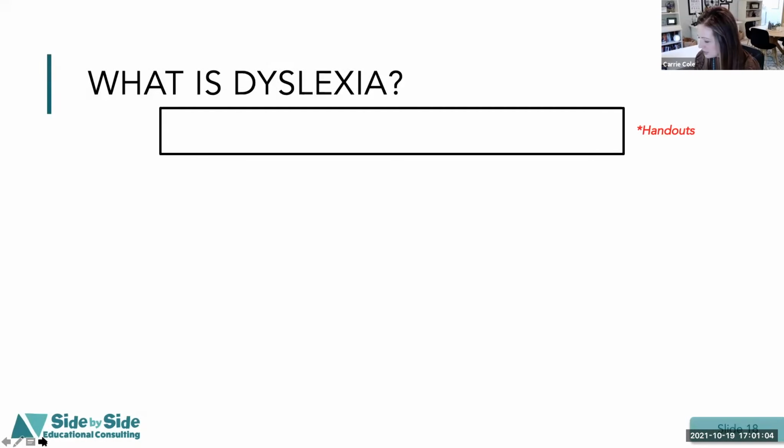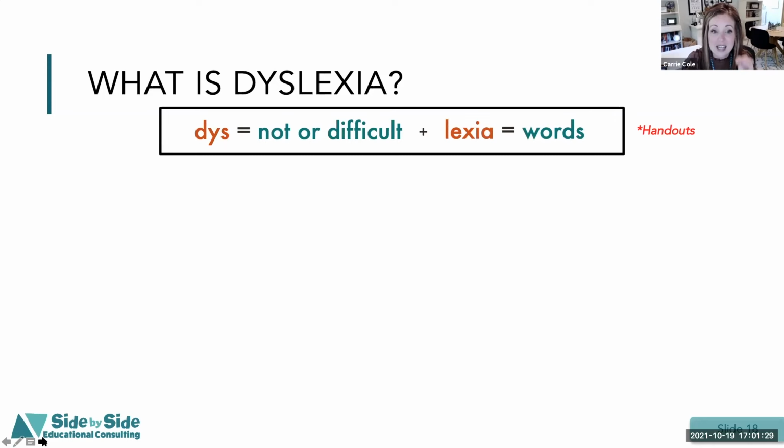So what is dyslexia? If you want to go ahead and turn in your handouts to page 4, I have this box here for you, and we're going to break down this word dyslexia by morphemes, morphemic units, which are units of meaning, right? Phonemes are units of sound, individual sounds. Morphemes are individual parts of the word that have meaning. So if I look at the word part dys, that means not or difficult, and lexia means words. So difficulty with words.